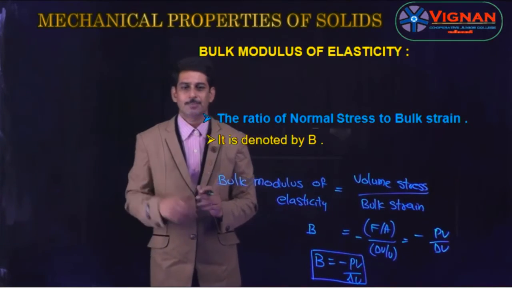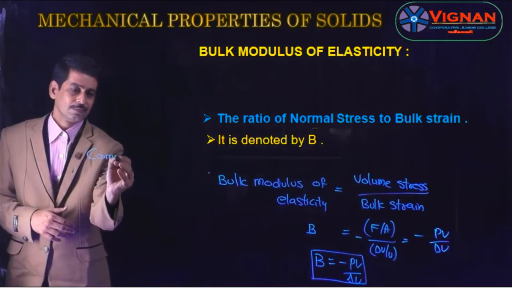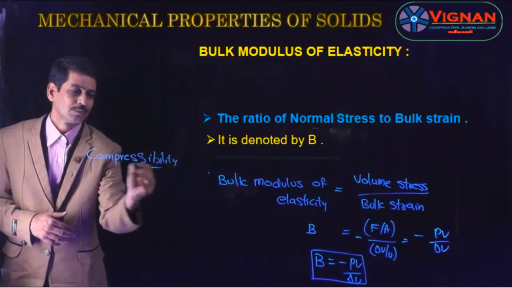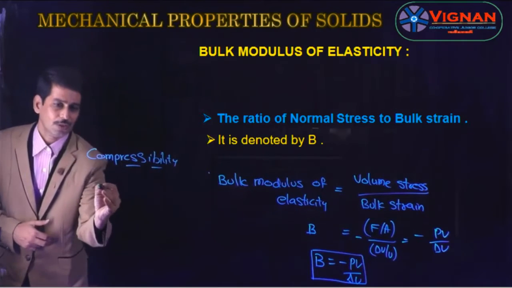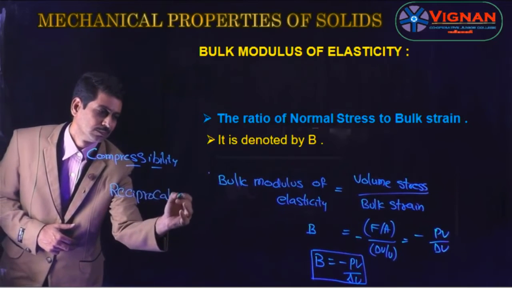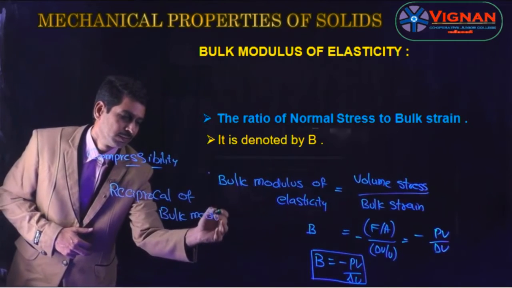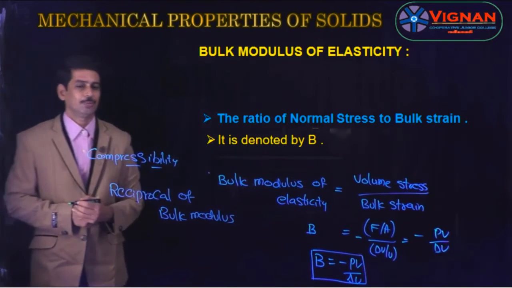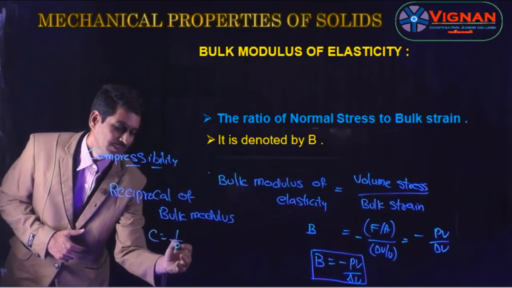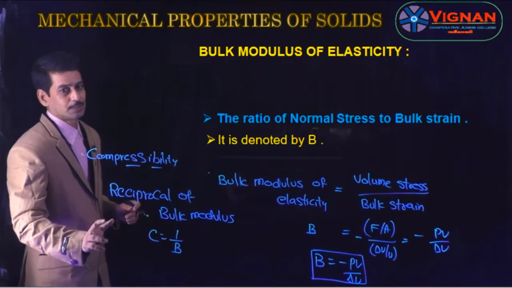So next, the compressibility. Next we will see what is compressibility. Compressibility is nothing but the reciprocal of bulk modulus. The reciprocal of bulk modulus is called as compressibility, and it is denoted by C, which is nothing but 1 by B. So C is equal to 1 by B.